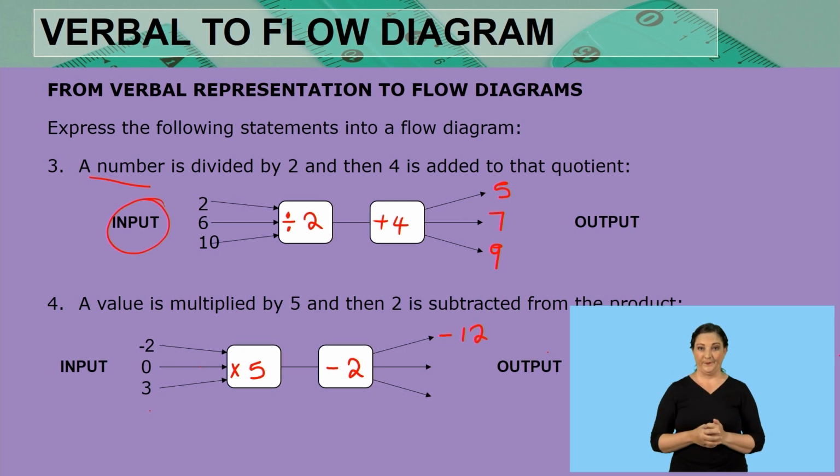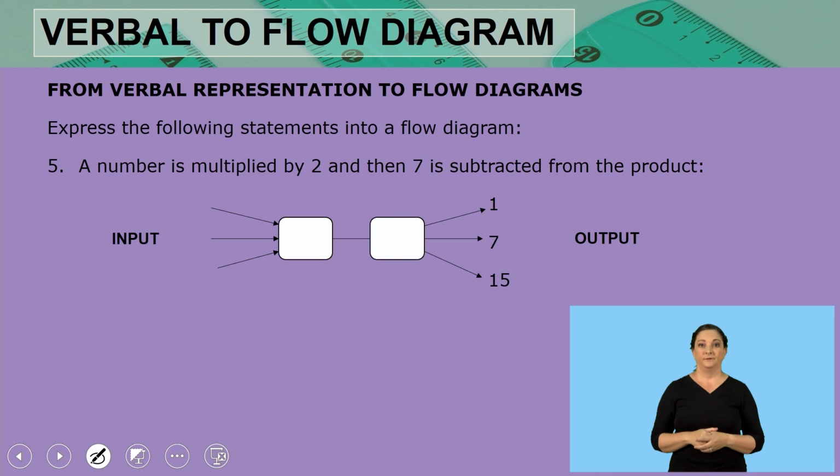What about the next one there? That is 0 multiplied by 5, that is 0. And when we subtract 2 from 0, that is going to be a negative 2. And then when we say a 3 multiplied by 5, that is 15. When we subtract 2, that is going to give us a 13. So there are the input values. We multiplied by 5, we subtracted 2, and that gave us those output values.